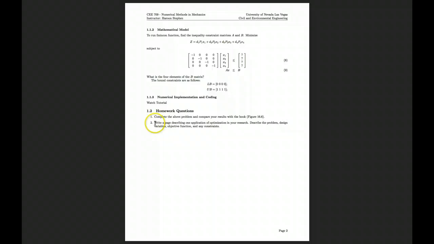And also, one of the things that I'm asking you to do in your homework is identify, and this is more of a thought process, how would you use optimization in your research. So write one page on a potential application of optimization in your research. Identify the problem, design variables, the objective function, and any constraints that might be relevant to your research.